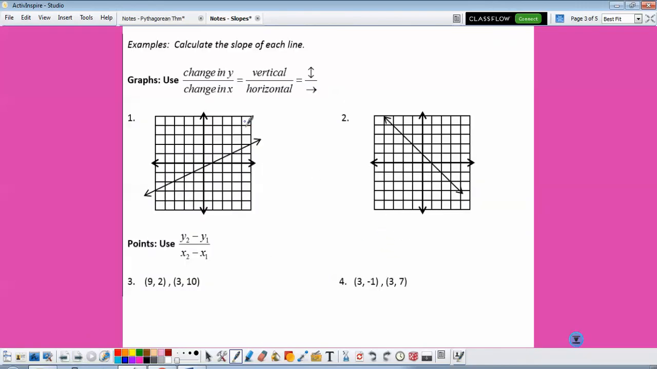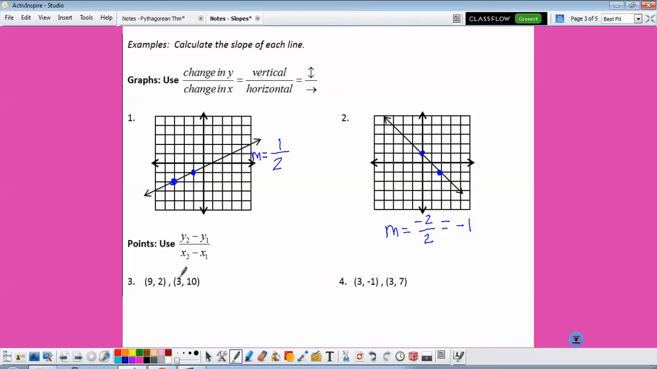So some examples. If we're using this line, we need to find 2 nice points on this line. I'm going to use this one and this one. And we're just going to count rise over run. So we go up 1, and over 2, so 1 over 2. And it's going up from left to right, so we know that it's going to be positive slope. Number 2, we know is going to have a negative slope. We pick 2 good points on here. We go down 2 and over 2. Negative 2 over 2 simplifies to negative 1.